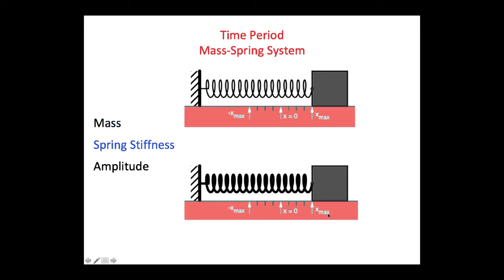How does the spring constant affect the time period? We use the same blocks and pull both blocks the same distance away. The only difference is in the stiffness of the springs. The lighter spring shown here has a small value of k, meaning it is a soft spring. The darker spring shown here has a larger value of k, meaning it's a stiff spring.